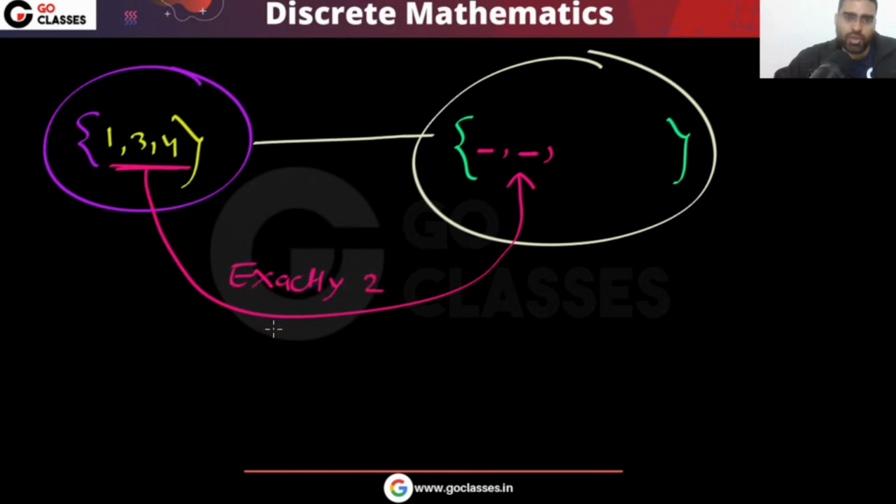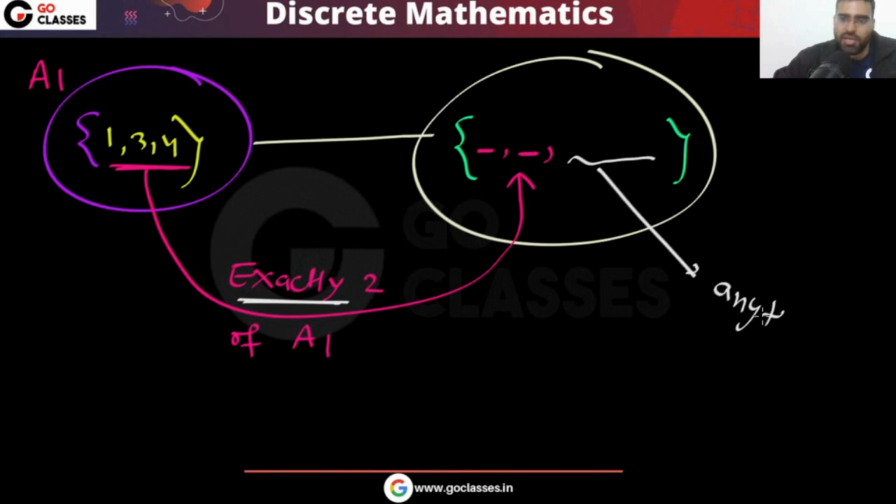Exactly 2 of, let's call it A1. Exactly 2 elements of A1 should come here, right? The third element should not come. Exactly 2 elements should come, and for the remaining, here you can have anything.